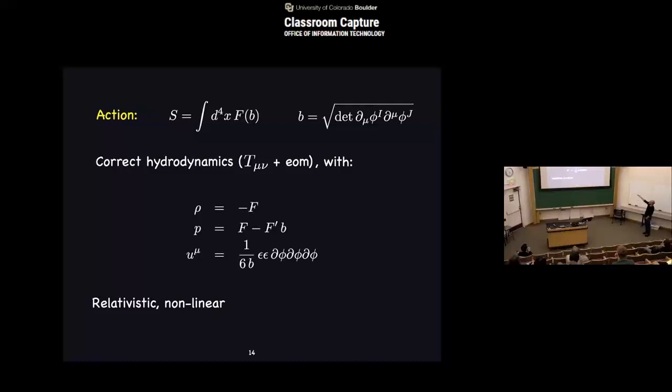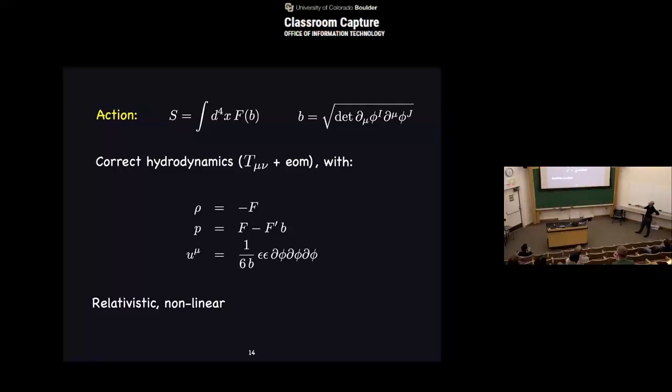This generic function happens to be related to the equation of state, okay? In particular, you can check that if from this action you derive the stress energy tensor and the equations of motion, you get exactly what you expect for hydrodynamics with the following identifications: the energy density should be this function itself, the pressure should be this combination of this function and its derivative, and u mu, the four-velocity field of fluid motion, is a particular combination of your scalar field derivatives, okay? This is not really relevant.